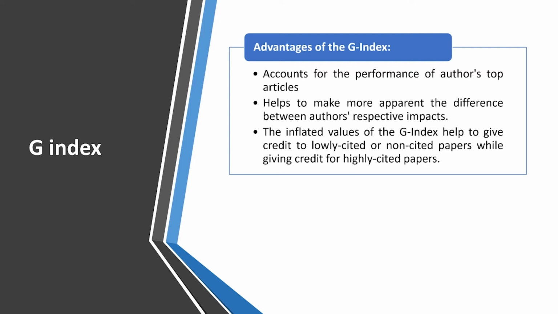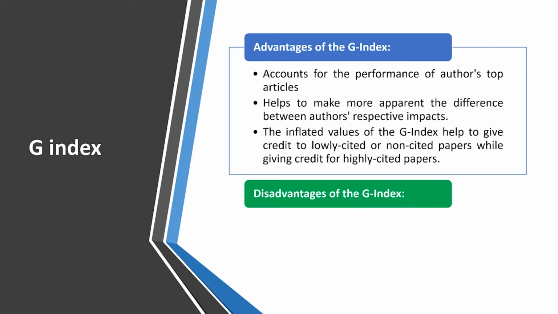Most viewed, most accessed, most downloaded articles are given higher weightage. The G index helps to make more apparent the difference between authors' respective impacts. The inflated values of the G index help to give credit to lowly cited or non-cited papers while giving credit for highly cited papers. Now moving to the disadvantage of G index.